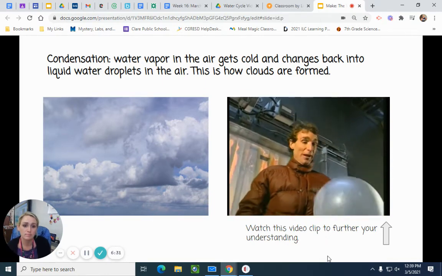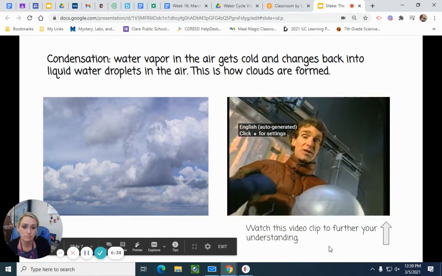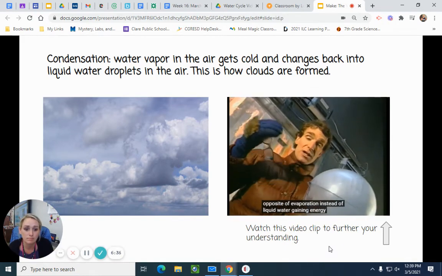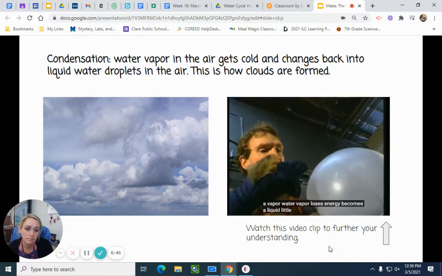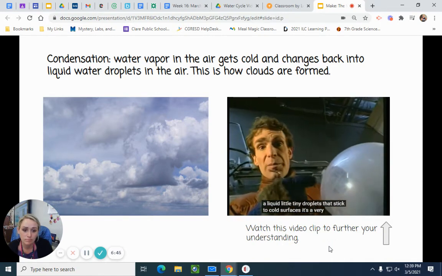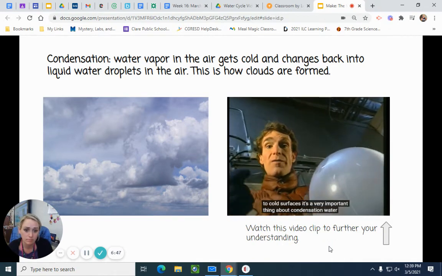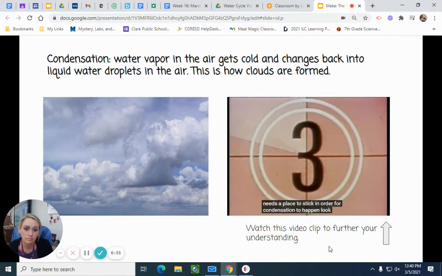Oh, very funny. Anyway, condensation is sort of the opposite of evaporation. Instead of liquid water gaining energy and becoming a vapor, water vapor loses energy and becomes a liquid, little tiny droplets that stick to cold surfaces. There's a very important thing about condensation. Water vapor needs a place to stick in order for condensation to happen.